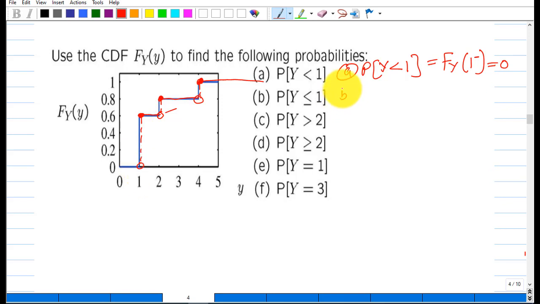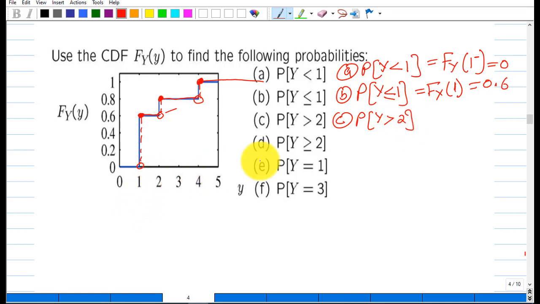Now part B asks for the probability of Y less than or equal to 1, which simply means the CDF defined exactly at 1. So what's the probability at 1? We can clearly say it is 0.6.